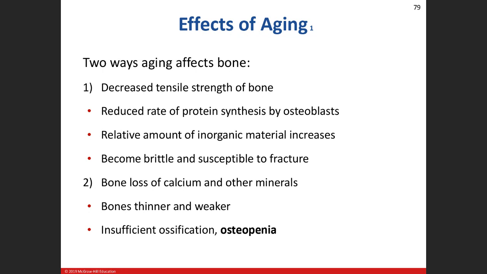One, if you remember the tensile strength of bone, that has to do with how flexible the bone is, how much it can resist bending, for example. So guess what? The osteoblasts, just like everything else, slow down. They make the osteoid, that's the organic material of our bone matrix, mainly the ground substance and the protein fibers, collagen. So they start to reduce the rate of protein synthesis for that collagen.